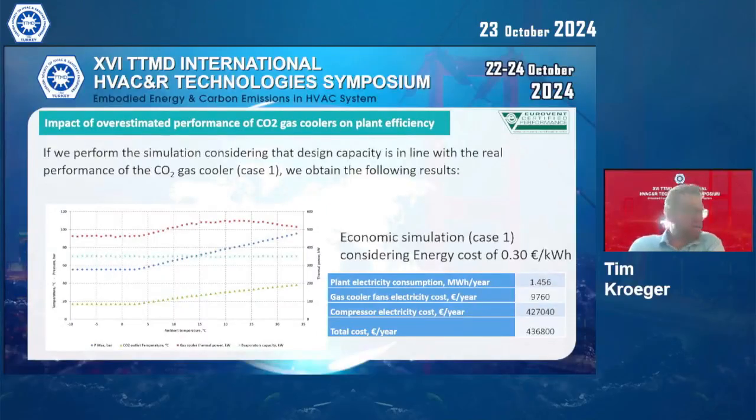Anyways, I'm going to go through these slides relatively quickly because they just show the performance of the system at different ambient temperatures. In essence, this is only one figure that is of interest here, and this is the total electricity cost per year when you take into consideration the gas cooler fans as well as the compressor electricity cost, being the main contributor to the cooling cost in terms of OPEX, operational expenditure of a supermarket.